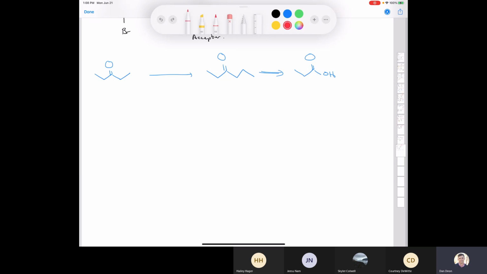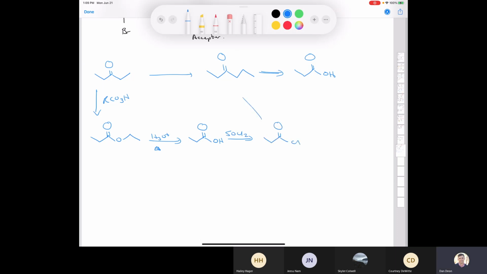And it's easy because you don't even have to remember the migratory aptitude, since both of these groups are identical. All you got to do is treat it with a peroxy acid, so RCO3H, and then we would end up with this ester. And you can just hydrolyze that in acid. So we'll do acid and we'll cook that up. And then you end up with propionic acid. Then all you have to do is treat this with thionyl chloride, SOCl2, to make the acid chloride.